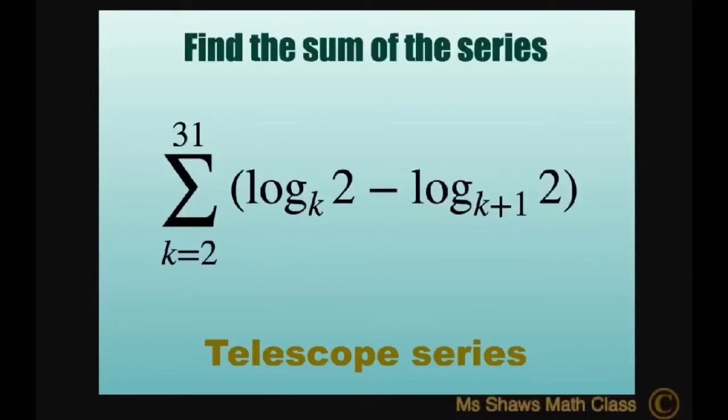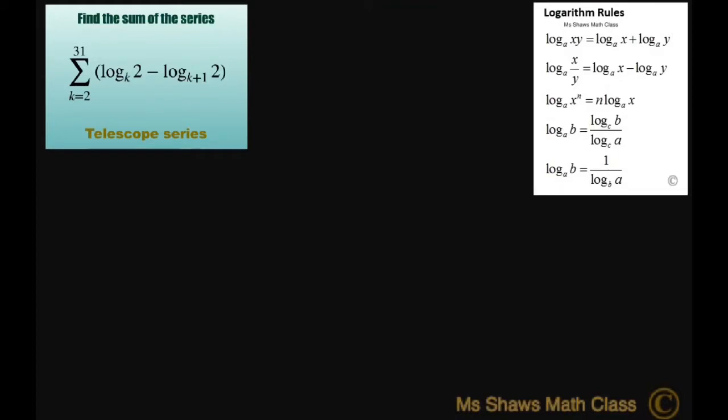Hi everyone, we're going to find the sum of the series from k equals 2 to 31 of log base k of 2 minus log base k plus 1 of 2. This is a telescoping series, so what I want to do is rewrite this as the sum from k equals 2 to 31, and I'm going to change it and write it as a fraction. So that means I'm going to switch the a and the b part.